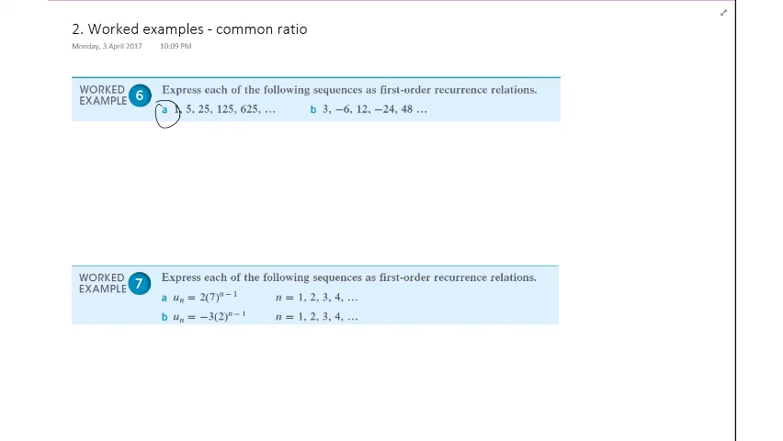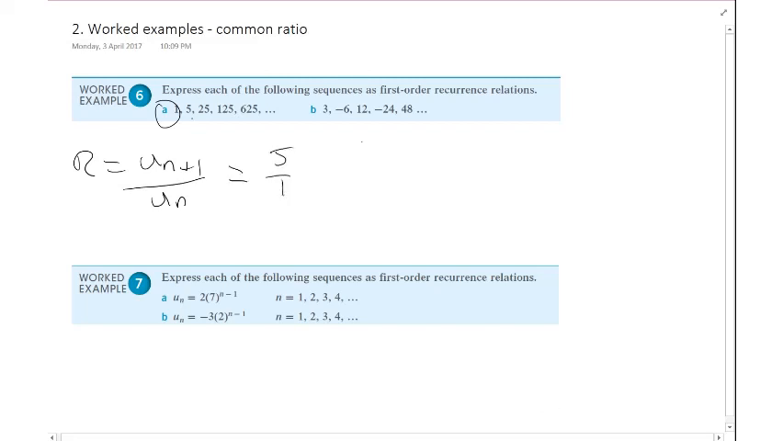So what I've got to work out is what r is. It's a common ratio. Remember what r was? I said it was un plus 1 over un. So in this case, it's going to be 5 over 1, because that's 1, 2, 3, 4, 5. It's the same as 25 over 5, 125 over 25, etc. They're all going to be equal to 5.